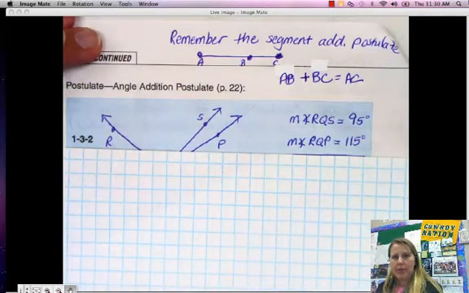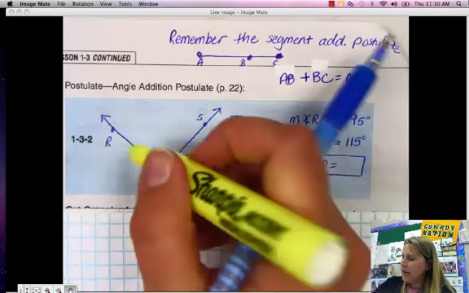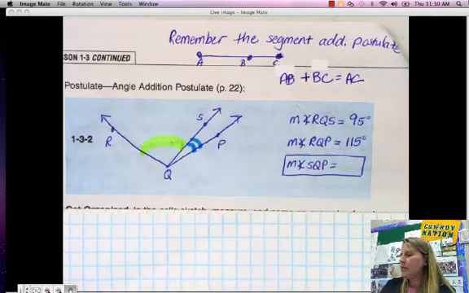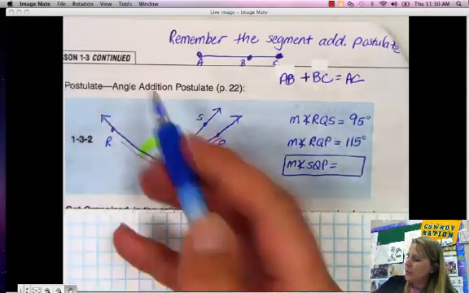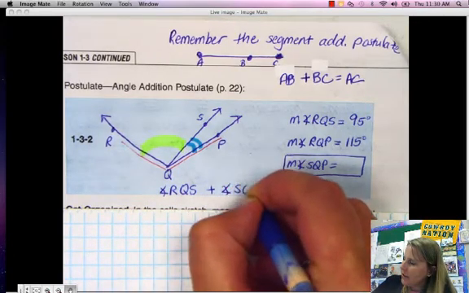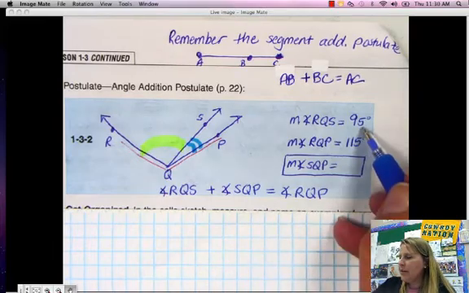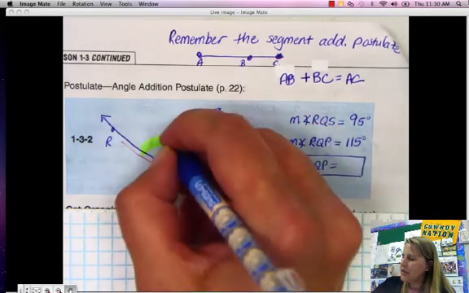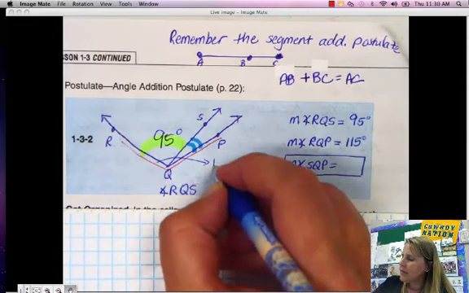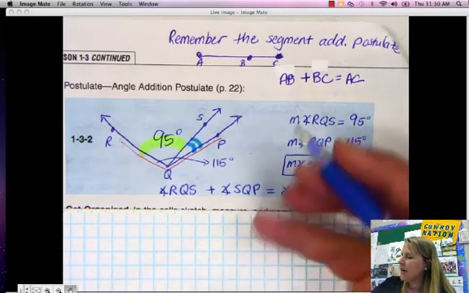Well, there is also an angle addition postulate. So here's my angle, and if I have this angle here, plus this angle, equals the whole angle. So we would write angle RQS plus angle SQP equals angle RQP. So if we're trying to find a problem and we're told that RQS is 95 degrees, so this is 95 degrees, and the whole thing, RQP, is 115. So this whole thing is 115. So how do we find the little blue angle there? Just need to subtract them. 115 minus 95 gives us 20.